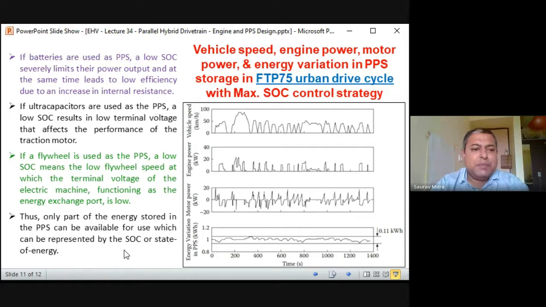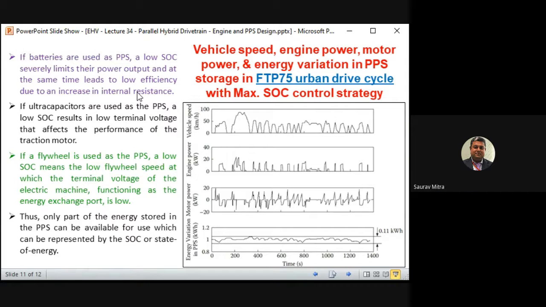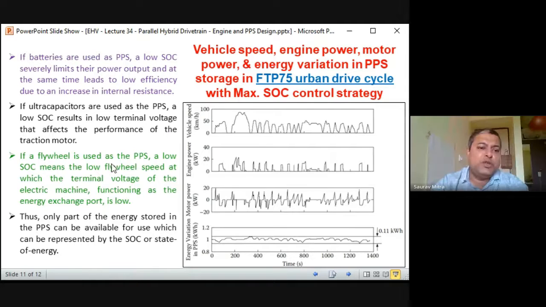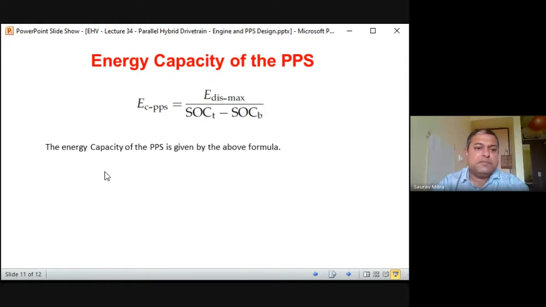So what it means is, you can understand the first three statements, and you can say that not only battery but sometimes ultra capacitor with low internal resistance, flywheel with low terminal voltage, all those things also can be used as a PPS source. So these are a comparison of different technologies as PPS sources.